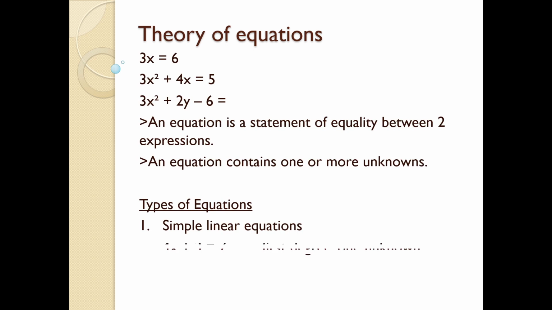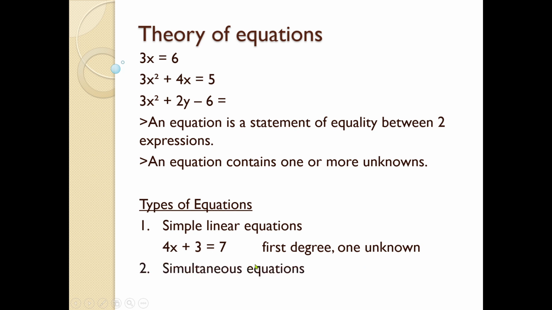One is simple linear equation with first degree or with one unknown. First degree means here 4x plus 3 equal to 7. Here 4 is followed by an unknown variable. If there is only one variable, it is known as one unknown. If there is more than one variable, like here where x and y are there, it is known as an equation with two unknowns.